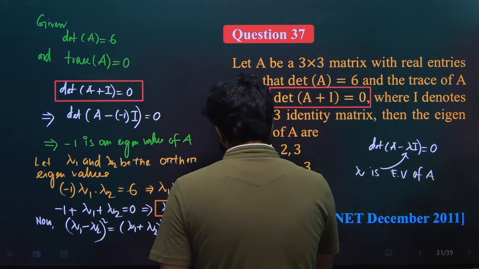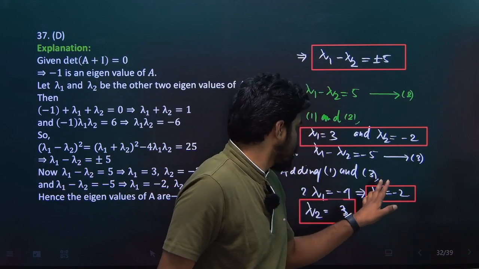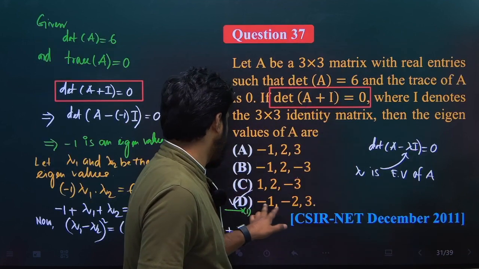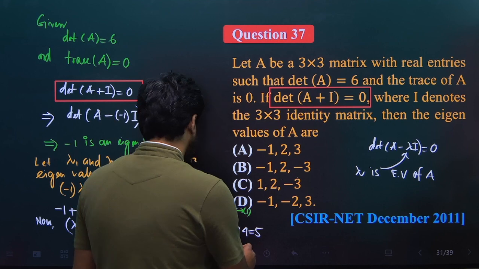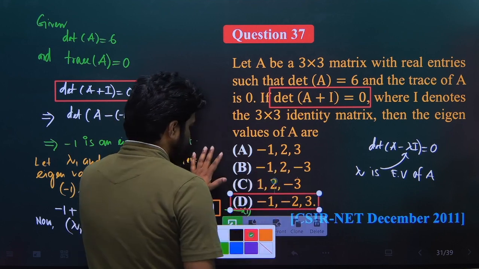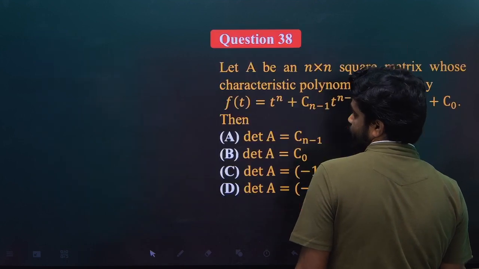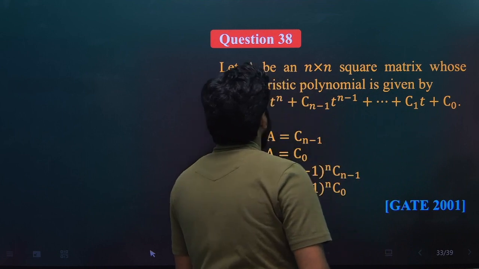So option D is the correct answer. -1, 3, -2. So option D is the correct answer. Okay, so next.